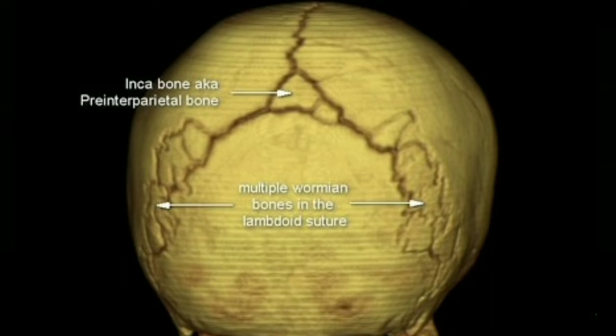So what is the difference between the Inca bone and the Wormian bone? The Inca bone is triangular. The Wormian bones are not triangular. These are flat bones and are generally present between two flat bones, while the Inca bone is present at the apex of the squamous occipital. Also, the interparietal or Inca bone cannot be called a complete bone. It is basically the membranous part of the occipital bone. So this is the important differentiation between the Inca bone and the Wormian bone.